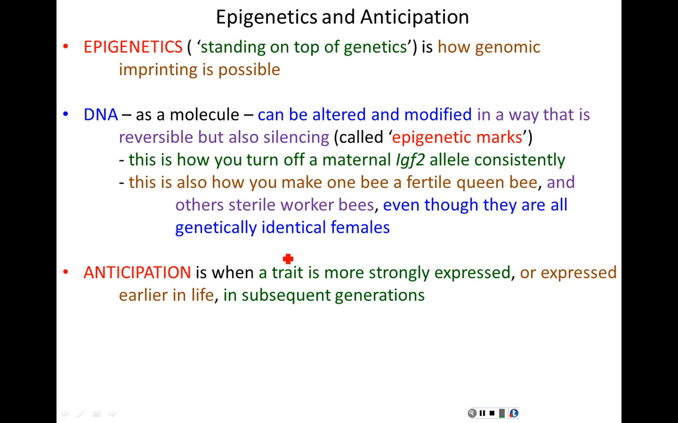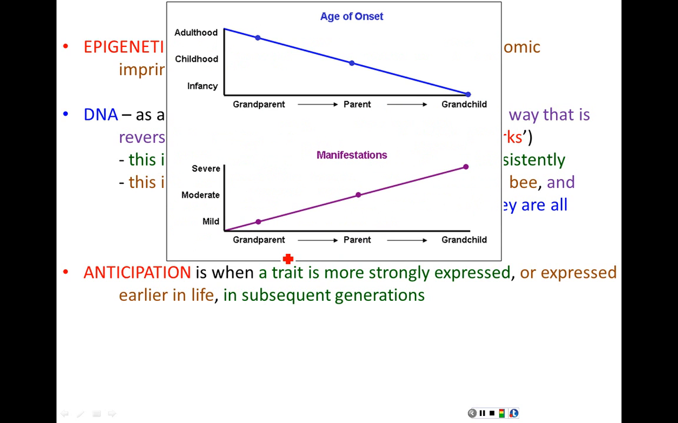Anticipation. Anticipation is when a trait becomes more strongly expressed or expressed earlier in life in subsequent generations. Very interesting. So here we have the age of onset idea. Now keep in mind that the genotypes of these people are the same for this disorder. So the grandparent, the parent, and the grandchild all express the trait. But the grandparent expressed the trait in adulthood. The parent expressed the trait in childhood. The grandchild expresses the trait in infancy. Same trait, same genotype, different ages of onset.